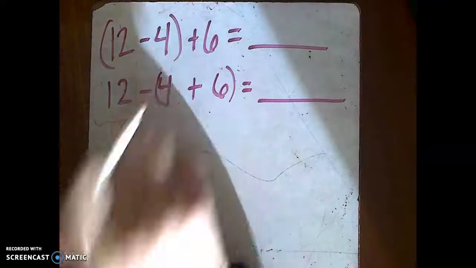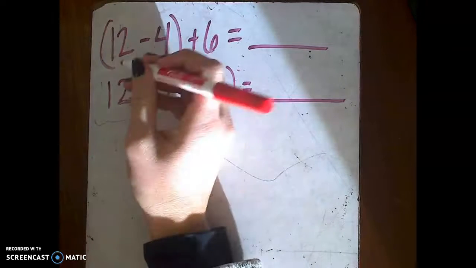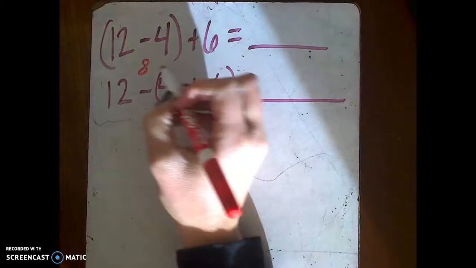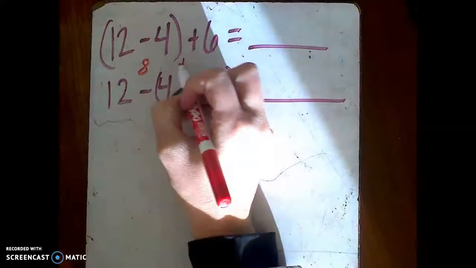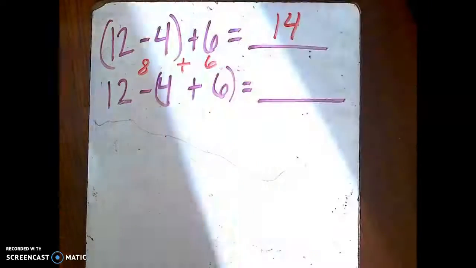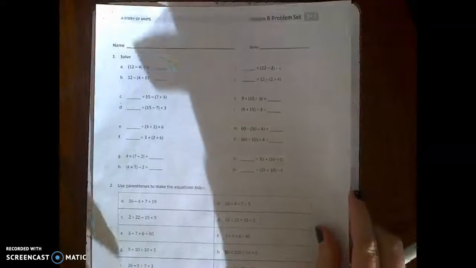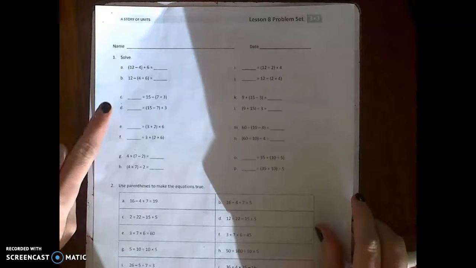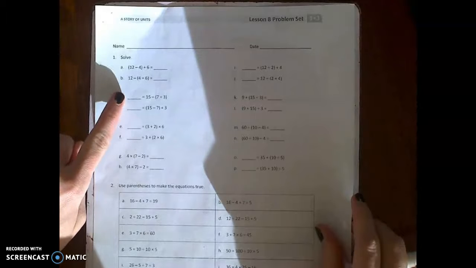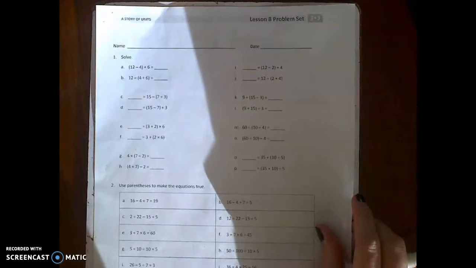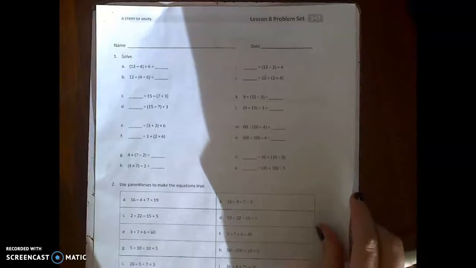So if I look at this top problem, 12 minus 4, I know, is 8. I have 12 and I took 4 away, it gives me 8. So I have 8 plus 6, which equals 14. So if I were you, I would take my paper and I would write 14 right there. And just so we're aware, if my equal sign is over here, like it is on this problem, my answer still goes on the line. It's not anything to be afraid of. My answer just goes on the line.